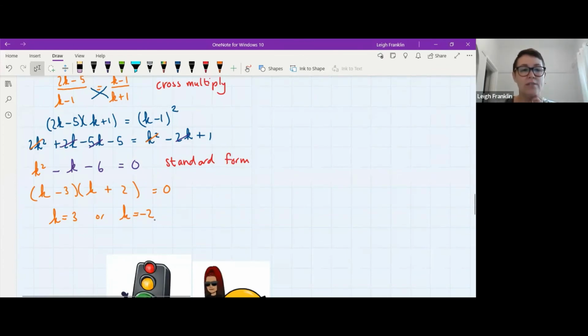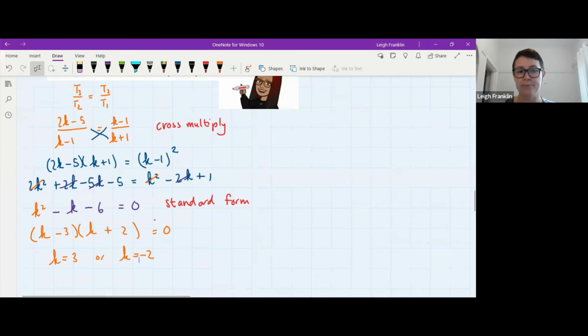And then what they wanted us to do was go back and sub in. So what we would have to do is work out what the pattern is for K equals 3. Our first term, if you recall, was K plus 1. So K plus 1, that would be 4. Then our second term was K minus 1. So that's going to be 3 minus 1, that would be 2. And our third term was 2K minus 5. So subbing that in, we would end up with 1. Do you agree?